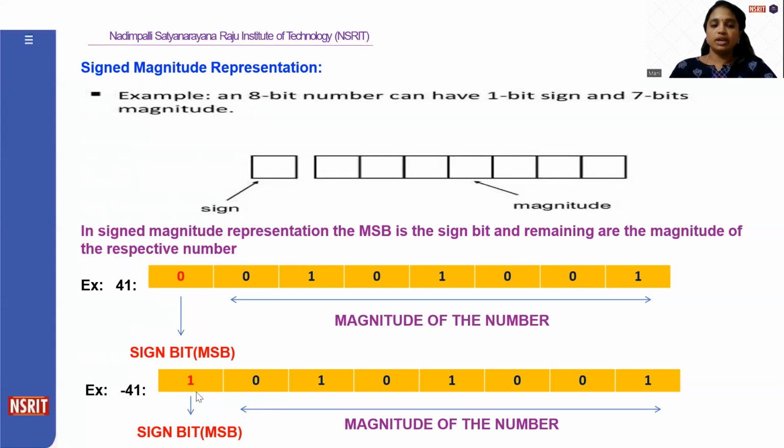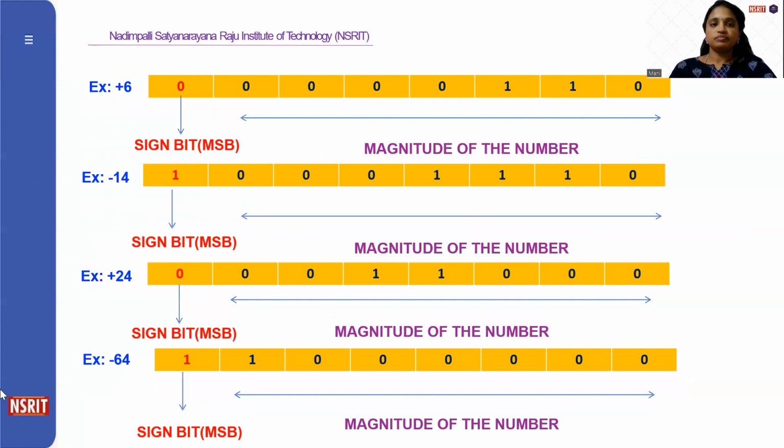For minus 41, the same procedure. First, take 41 and convert it into a binary number, 0, 1, 0, 1, 0, 0, 1. Then add a sign bit. To represent a negative number, the sign bit equals 1, so that the MSB equals 1: 1 0 1 0 1 0 0 1. In this way we can represent positive and negative numbers in signed magnitude form.